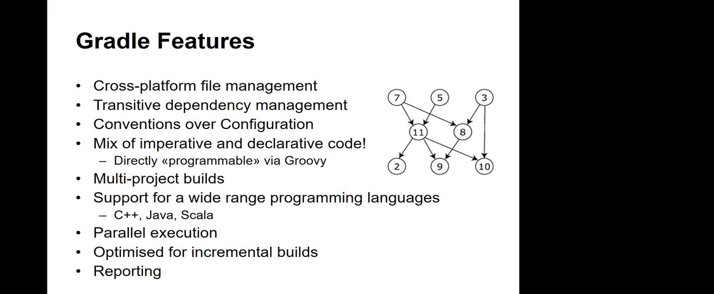So it's kind of a mix of imperative and declarative. Declarative means, okay, tell the system what it should do and it should achieve. Imperative would mean give the system procedural instructions as to how to achieve it. And you can do both, because it's actually programmable. It can have multi-project builds, so it can differentiate between different projects and so on, and it's much more widely able to capture different programming languages, Scala, for example, but also C++.